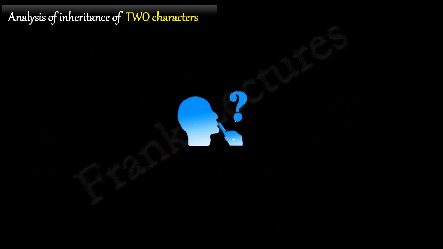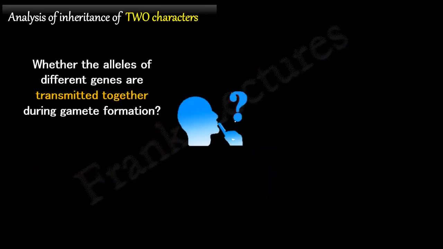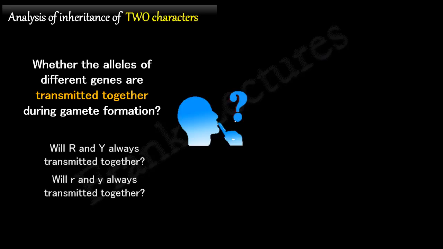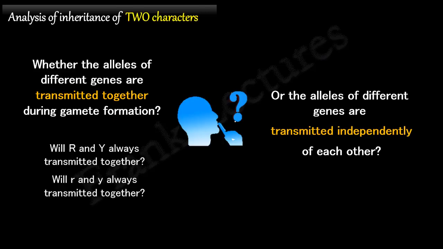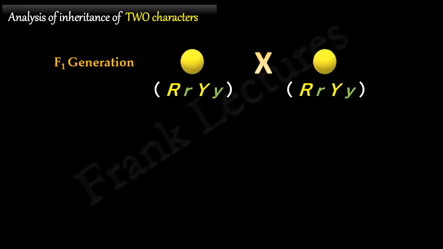Now, Mendel's question was whether the alleles of different genes are transmitted together during gamete formation, in the same combination that the original parent had. In other words, will dominant R and Y alleles always be transmitted together generation after generation? And will recessive r and y alleles be transmitted together? Or, are the alleles of different genes transmitted independently of each other? To know the answer, Mendel self-fertilized the F1 plants.